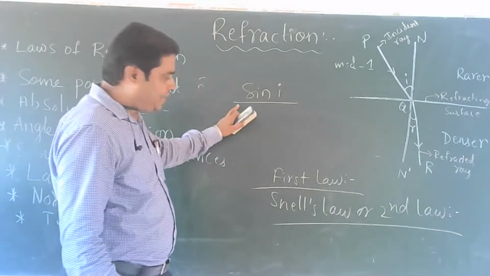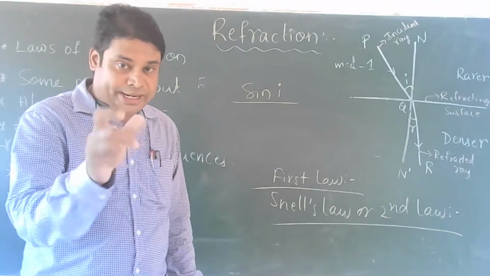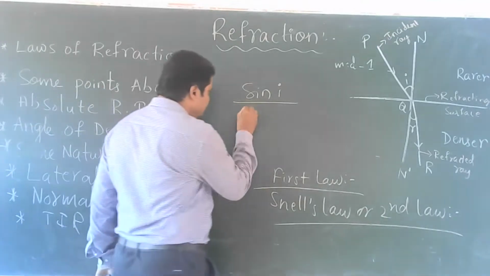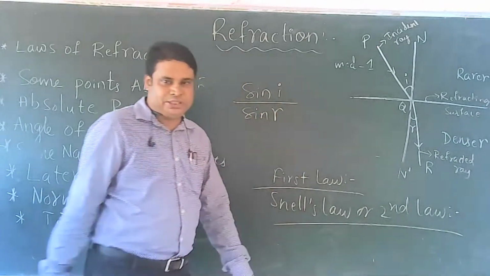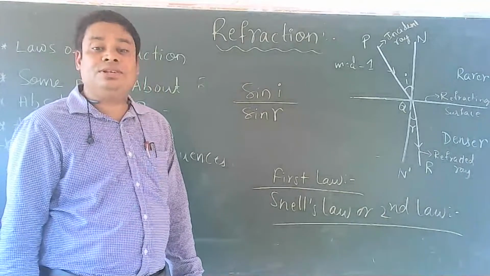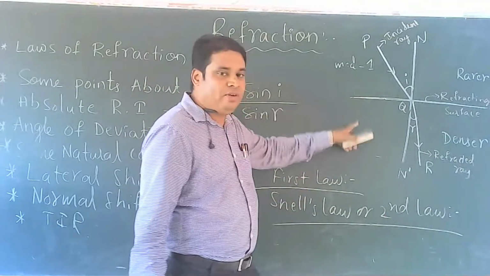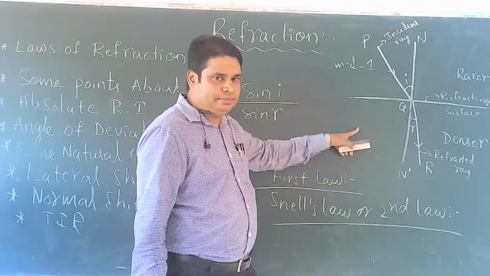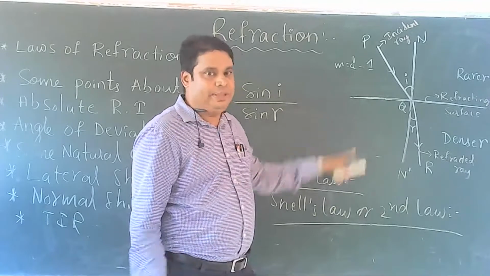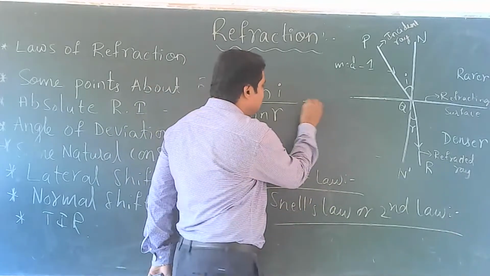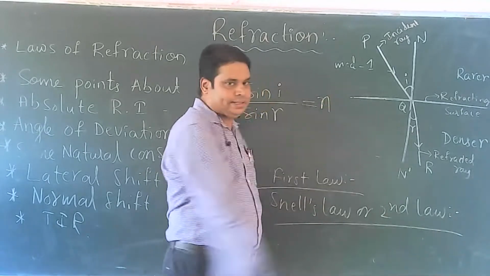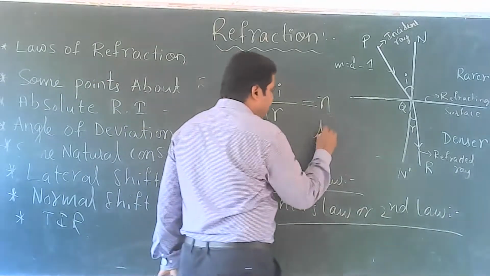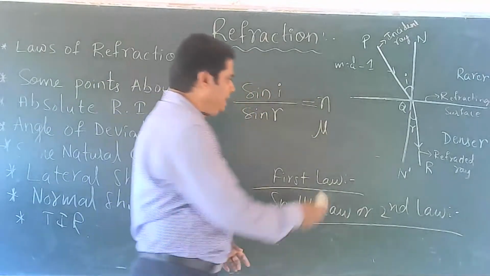I forgot to mention the ratio. The ratio of sine of angle of incidence to sine of angle of refraction is a constant for a given pair of media. Pair of media: air-water, air-glass, water-glass, whatever it may be. This constant is called refractive index, N or mu also. Okay, we will consider only N.